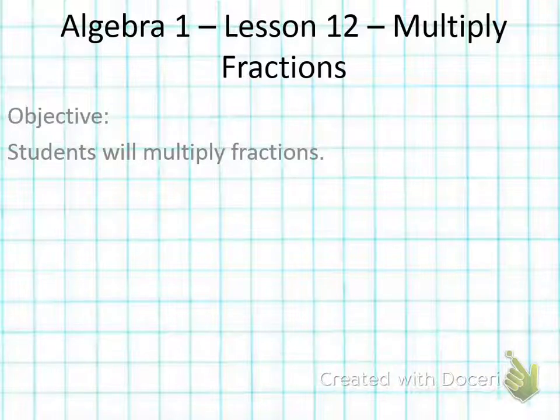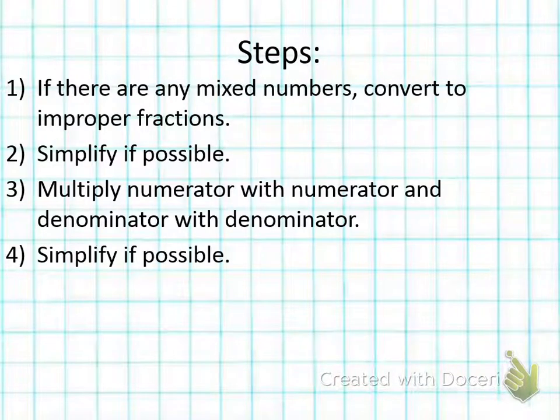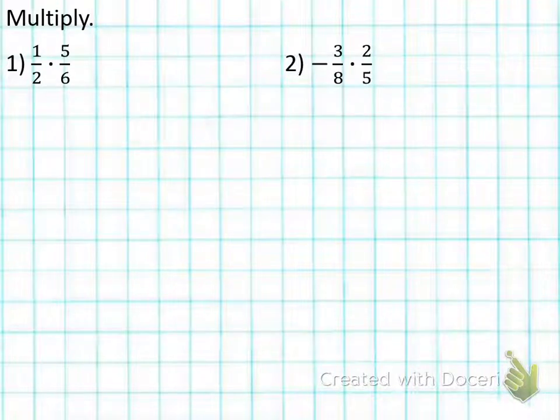So here are the steps. If you're on the video, just pause it right now. You could see the steps. Otherwise, I'm going to do numbers 1 and 2, so watch carefully. Okay, 1/2 times 5/6. First thing I'm going to do is ask myself, are there any mixed numbers? There are no mixed numbers. Second thing I'm going to do is see if I could simplify.